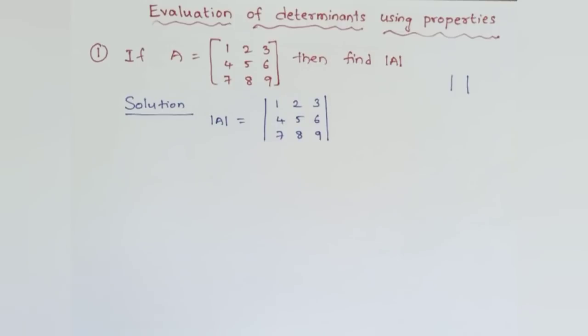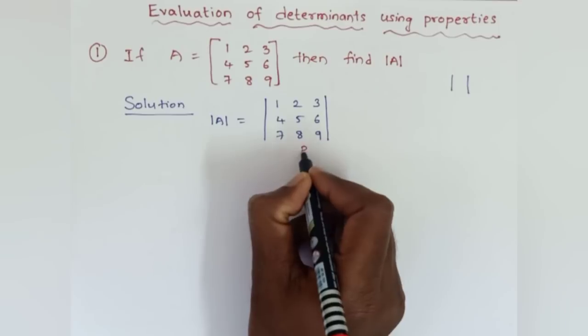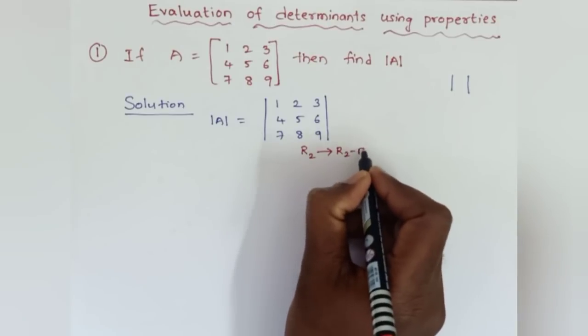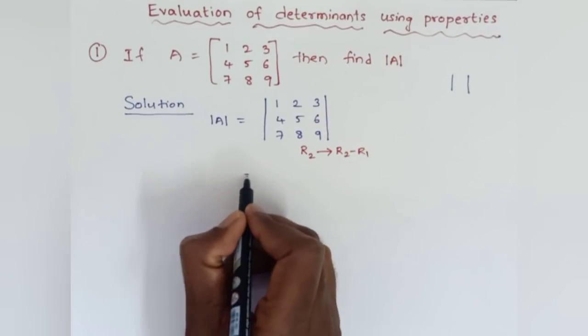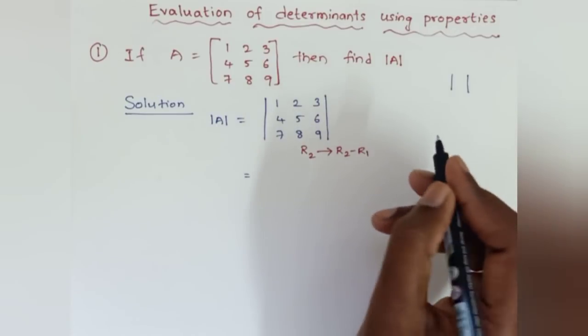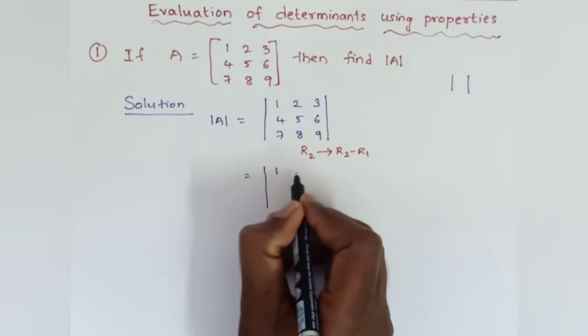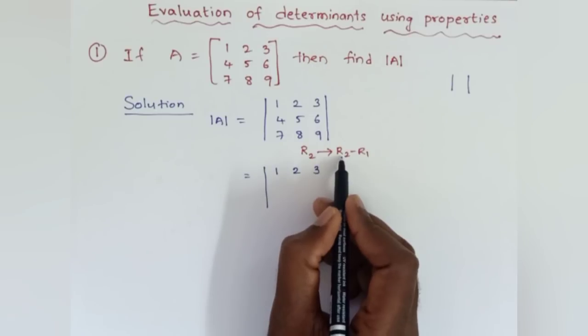So here I am using some row operations or column operations to evaluate the determinant of this matrix. As we know some operations, row operations. See here I am applying R2 changes to R2 minus R1. Now, while operating on row 2, there is no change in row 1 and row 3. There is a change in only row 2. So row 1 is as it is, 1, 2, 3. And so row 2 minus row 1.